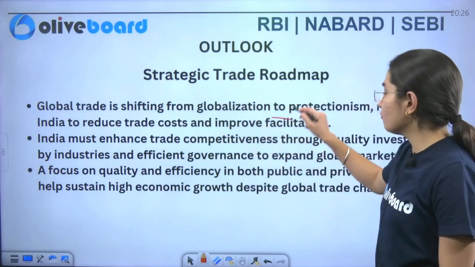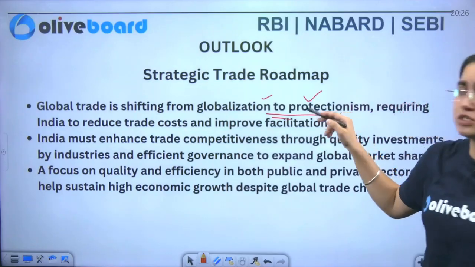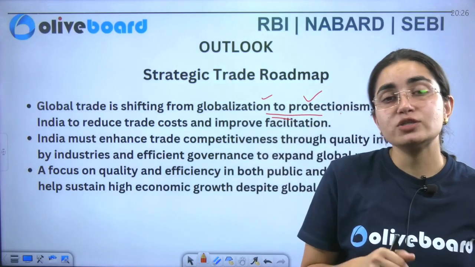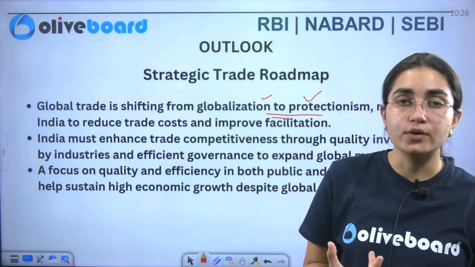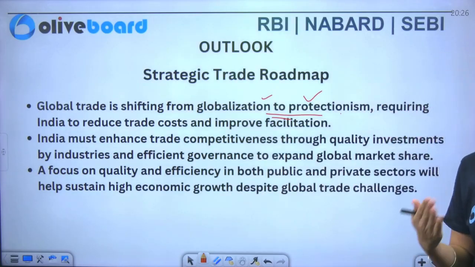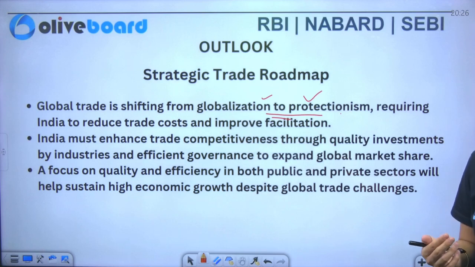Of course, we are globalized. We are moving towards globalization, but we are also putting some restrictions so that whatever we are producing within our nation, the interest there should not get harmed. It is our responsibility to protect the interest of our domestic producers. It is requiring India to reduce the trade cost and improve your facilitation.